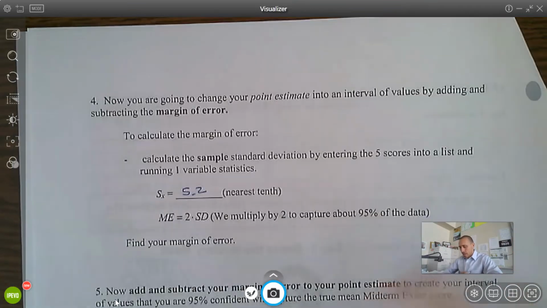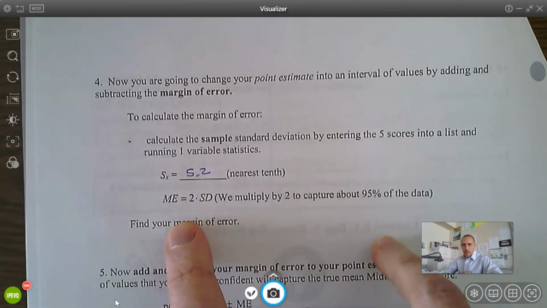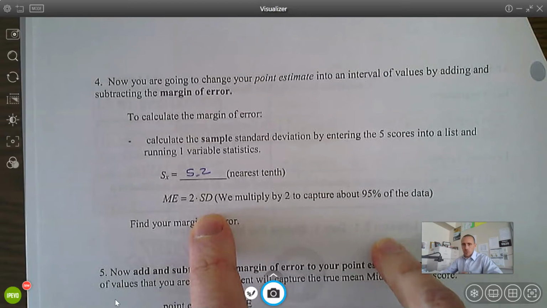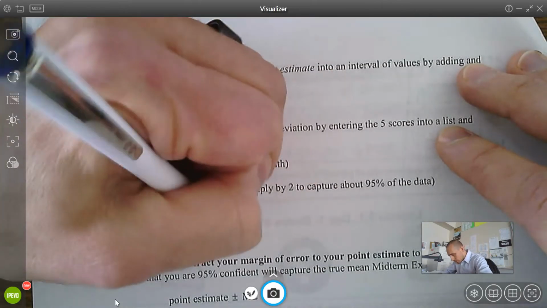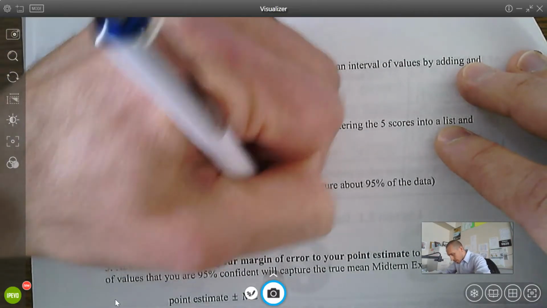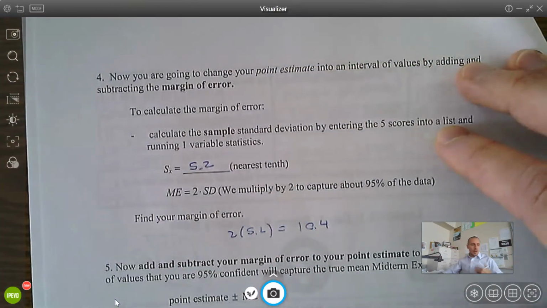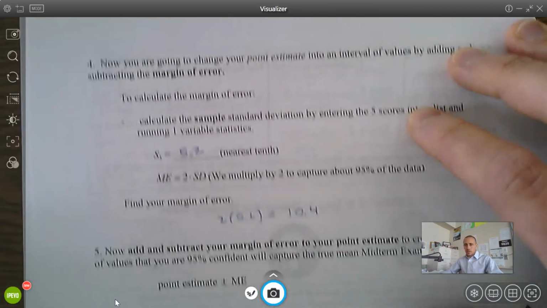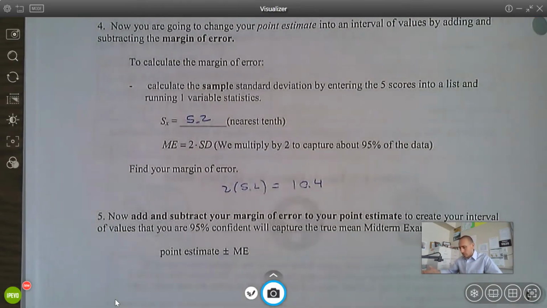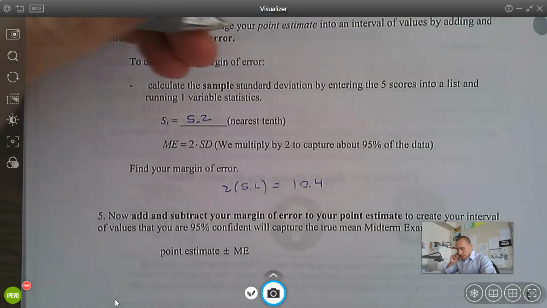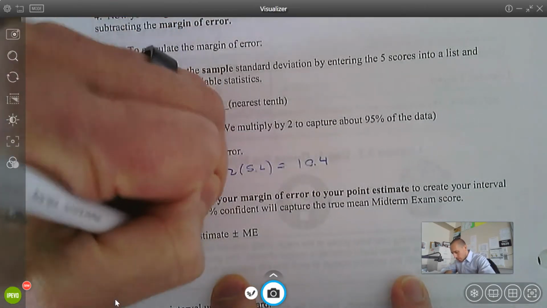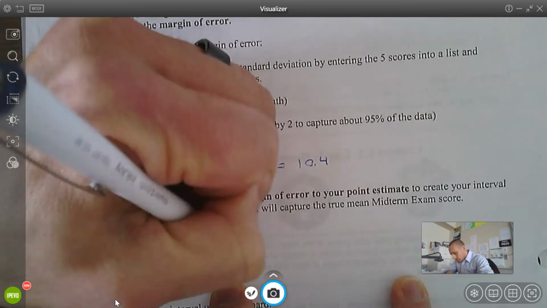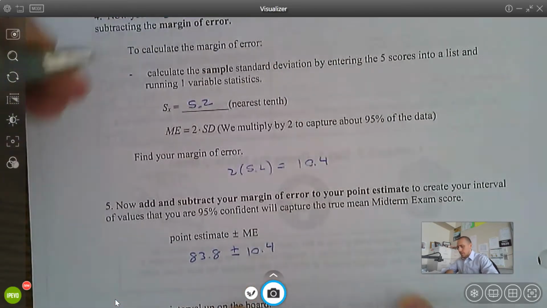Okay. Now to find the ME, margin of error, I'm going to multiply the standard deviation by 2. Why? Because we want to capture about 95% of all these sample means. So 2 times the 5.2 is 10.4. So my margin of error for this set of data is 10.4. Yours is going to be different, most likely. To help construct this confidence interval, what we're going to do is add and subtract that margin of error from my point estimate. So 83.8 plus or minus 10.4.